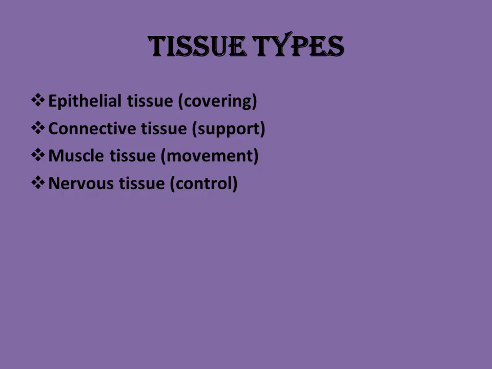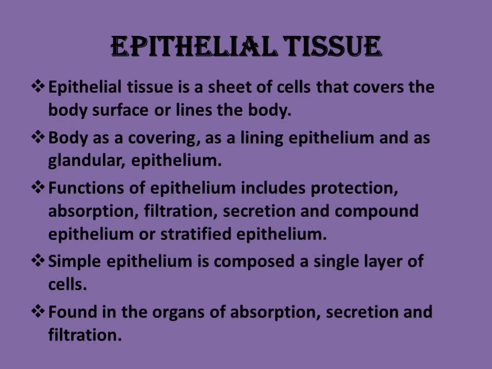Tissue types: epithelial tissue for covering, connective tissue for support, muscle tissue for movement, nervous tissue for control. Epithelial tissue is a sheet of cells that covers the body surface or lines the body, as a covering, as a lining epithelium, and as glandular epithelium. The general functions of epithelium are protection, absorption, filtration, secretion. Protection you know; absorption, such as food nutrients and certain minerals in the body; filtration, such as urine filtration; secretion, by glands.